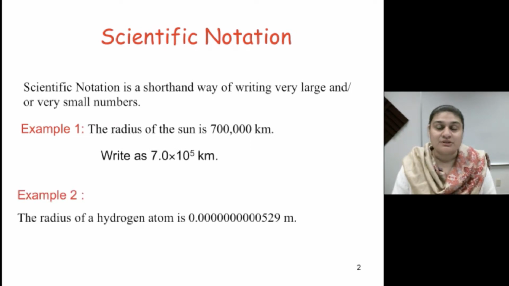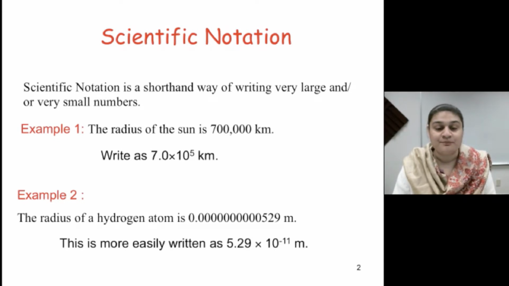Similarly, if you were to look at the radius of a hydrogen atom, it is 0.0000000000529. If you were to write that again and again, it would take you a long time to come up with an answer if it involves more than one step. So scientific notation makes our life easier, and we are able to rewrite this long number as 5.29 times 10 to the minus 11 meters.